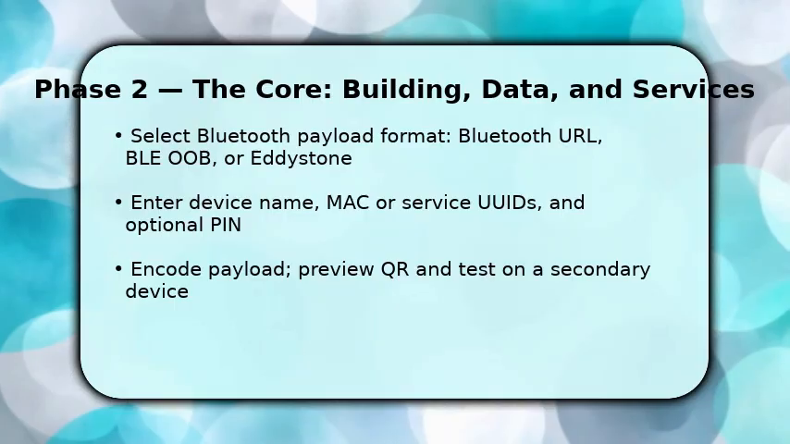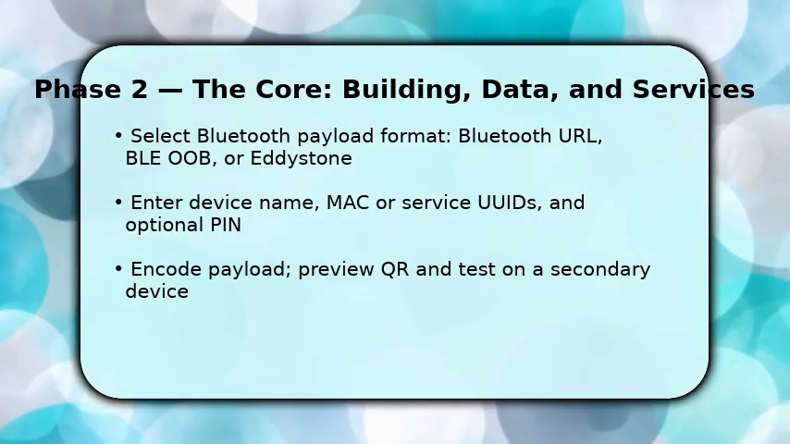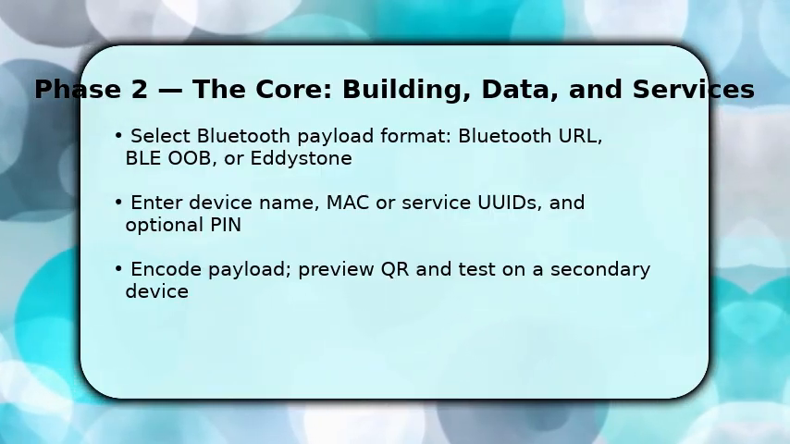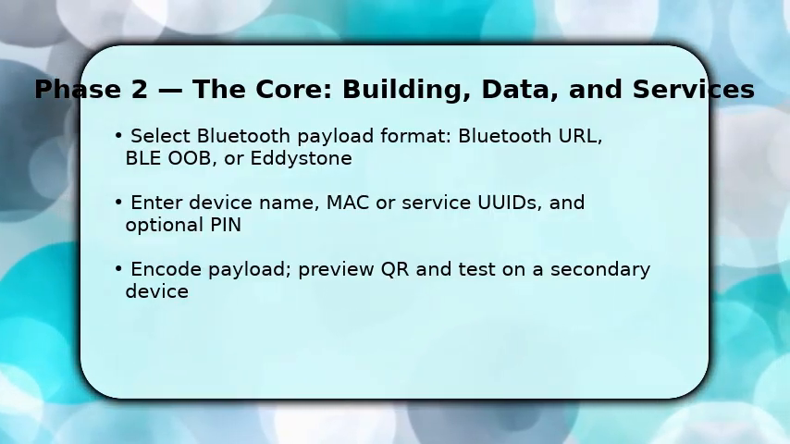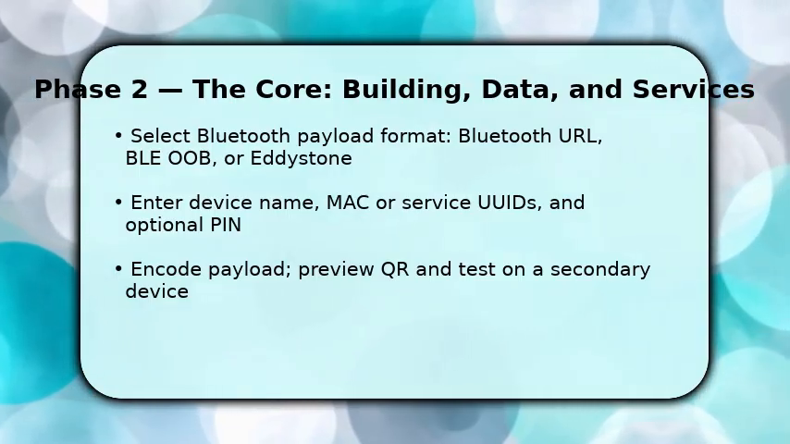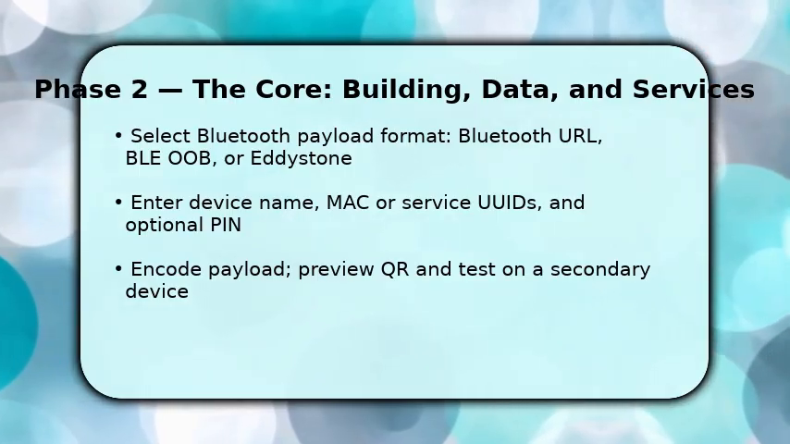You now build the actual payload. First, pick the format: Bluetooth URL for simple links, BLE OOB for secure pairing, or Eddystone for beacon data. Each has different fields. Then input device name, MAC, or service UUIDs, and include a PIN if required. These fields control automatic pairing behavior.